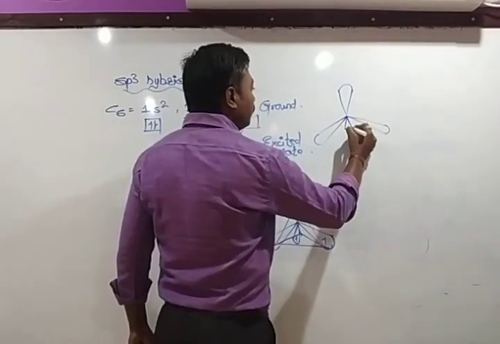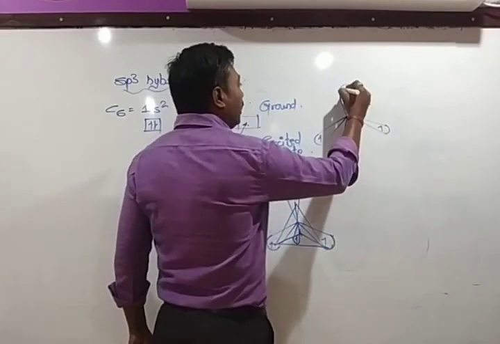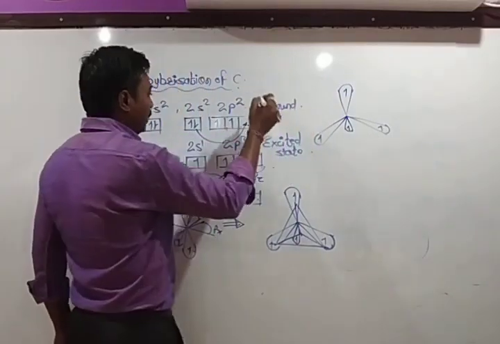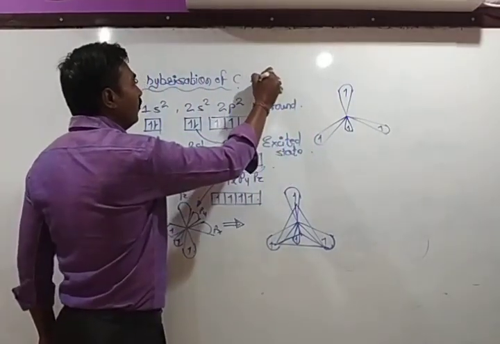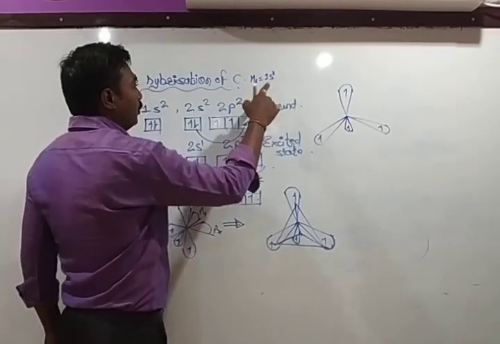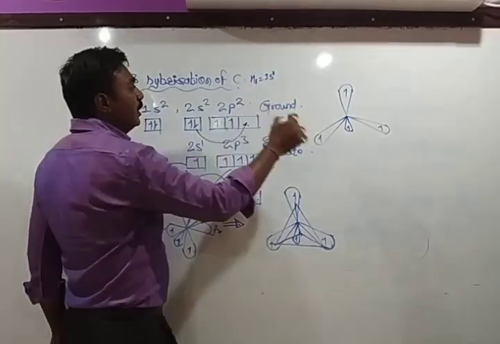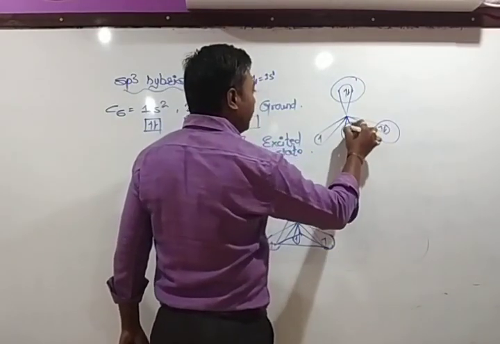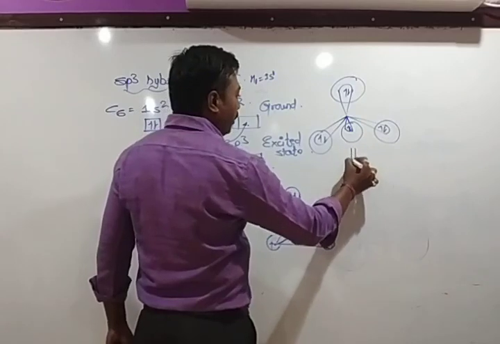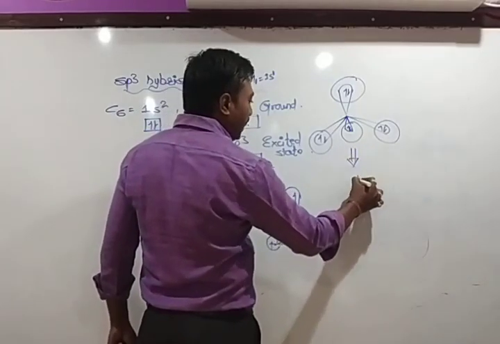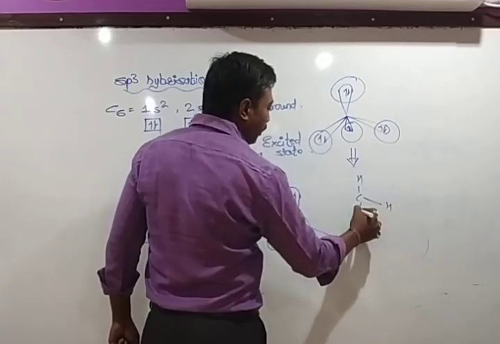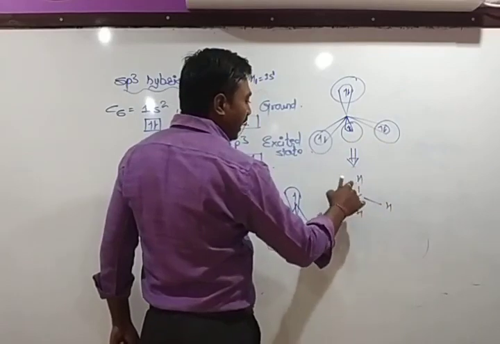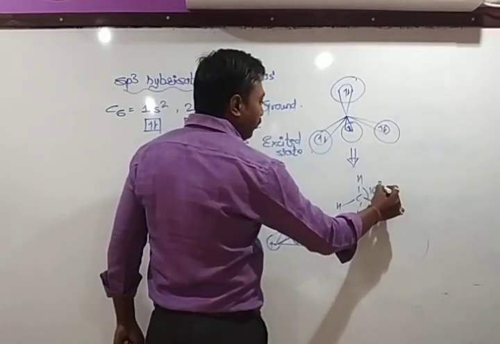One electron is present in each orbital. Carbon has valency 4. Hydrogen has atomic number 1 and configuration 1s, so only the s orbital is present in hydrogen. These four hydrogen atoms overlap with these four sp3 hybrid orbitals and a structure is formed which is the methane molecule, and it has a tetrahedral structure and the hydrogen carbon hydrogen bond angle is 109 degree 28 minute.